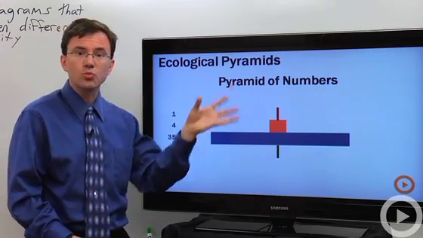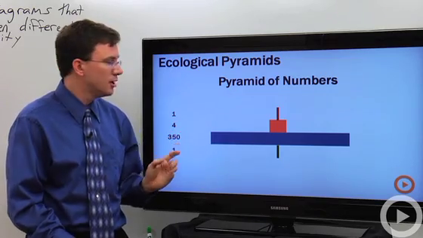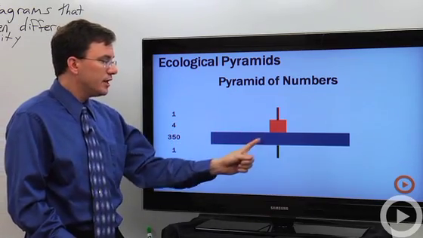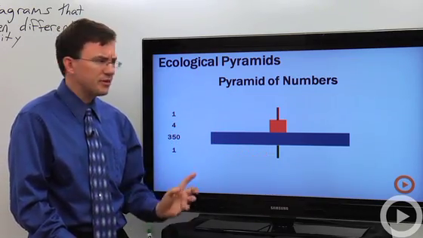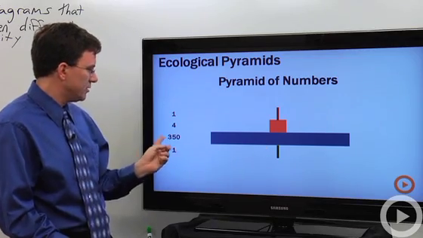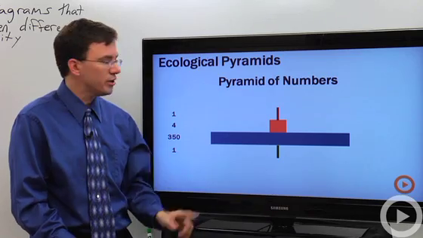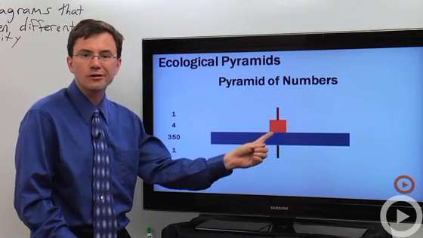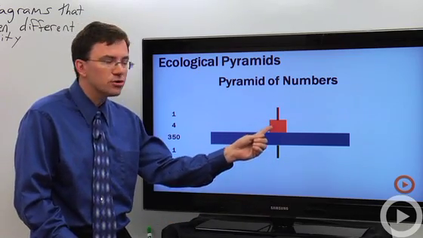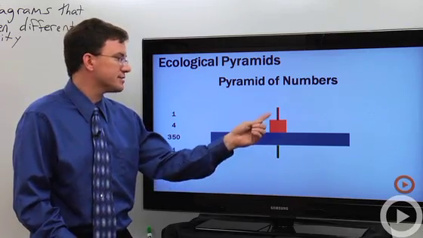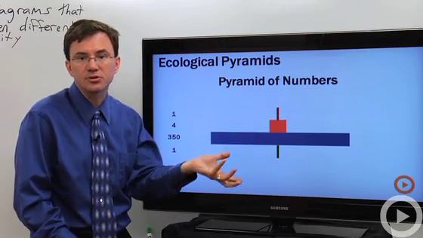You'll often see weirdnesses in pyramids of numbers, but that's because, say in this one, you only see one producer, and you may be thinking, how is this one producer keeping over 350 other creatures alive? Well, what if it's a tree and these are bugs on it, and then these are birds eating the bugs on the tree, and that's the one snake that is eating the birds?